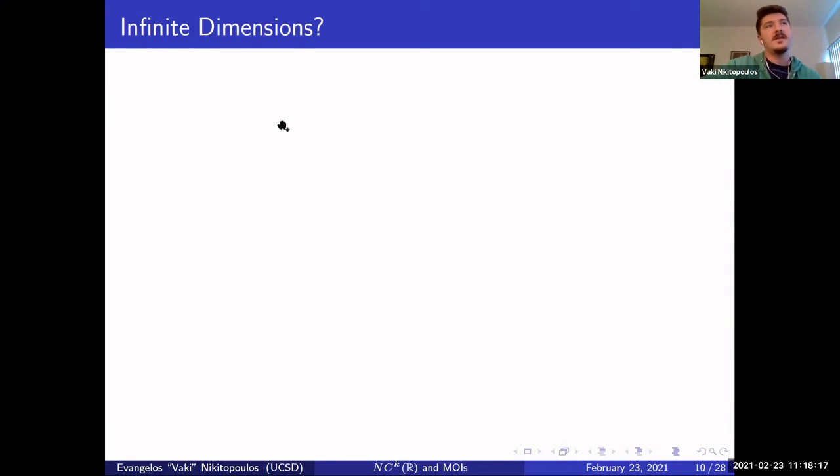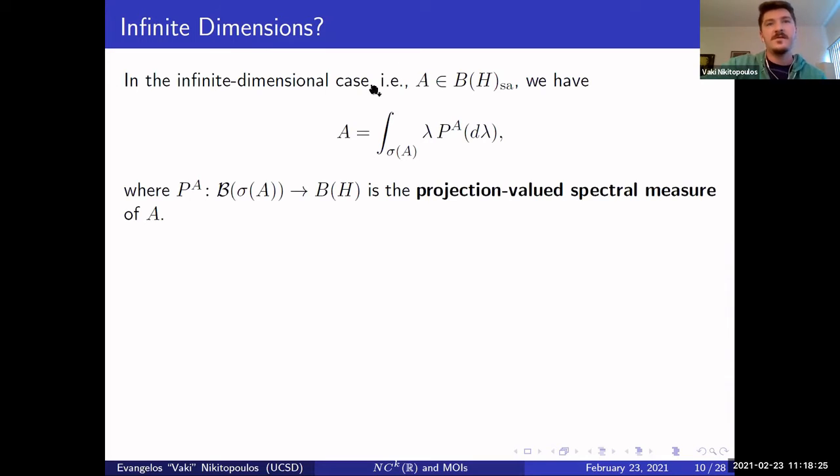Great. All right, let's talk a little bit about how to interpret these formulas to guess what they should be in the infinite dimensional case. In the infinite dimensional case, the analog of the spectral theorem is that for a bounded self-adjoint operator, there is a unique projection valued spectral measure called P_A. I'll talk more about projection valued measures later, but for now you can just view this as a generalization of that sum from before, that is, the spectral resolution of A. So A is going to equal the integral over the spectrum of the scalar function lambda integrated with respect to the projection valued spectral measure of A, P_A.